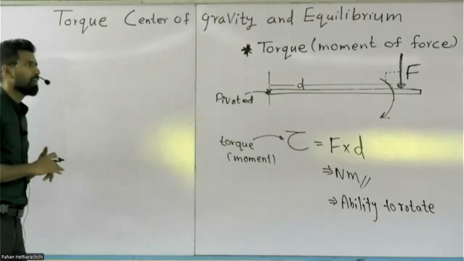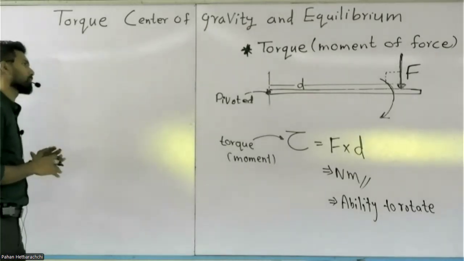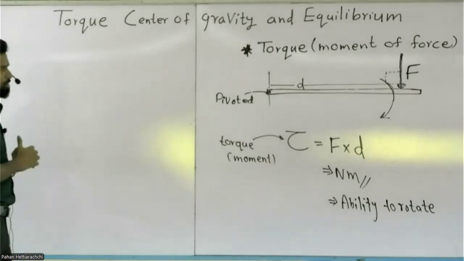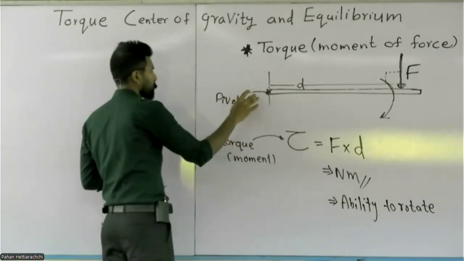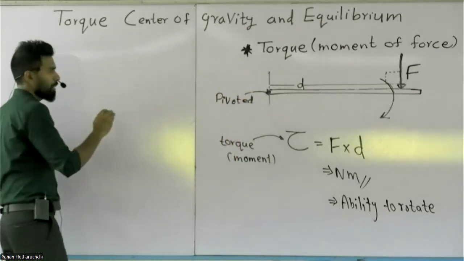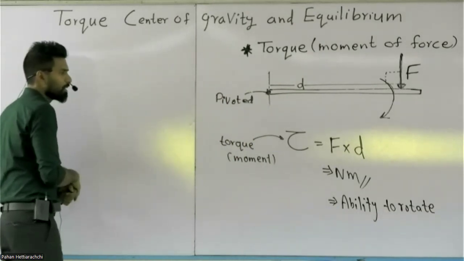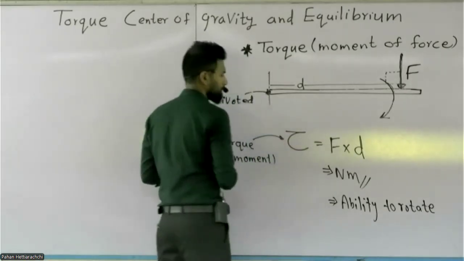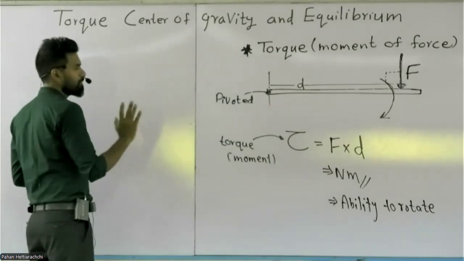Rotation occurs due to a moment of force or torque. I have taken a meter ruler pivoted from its left edge, and I have applied the force F from a perpendicular distance d. The ability to rotate is measured by the moment, torque. It's equal to force into distance, and the SI unit will be Newton meters.